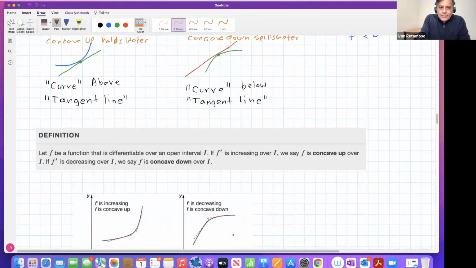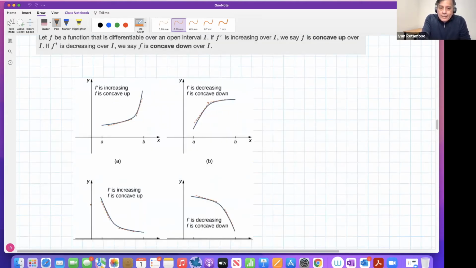Now, there are four possible scenarios for concavity, and these are the four. This one, increasing, concave up, moving forward, you're accelerating. Here, moving forward, decelerating, concave down. There are two more here. Let's say you're driving backwards, not forward, but accelerating, going backwards; this is what you get. You're moving backwards, but decelerating; this is what you get. Concave down.